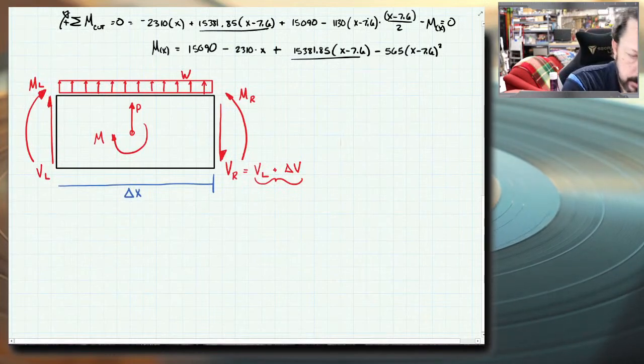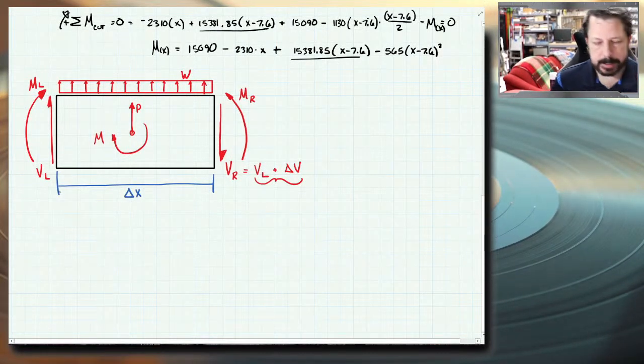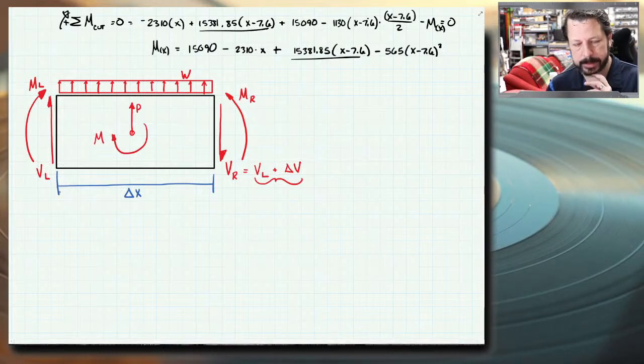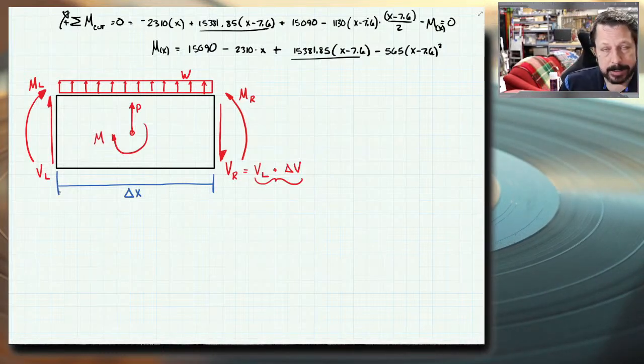Work on this one to write the summation of moments about the center point of it. And we're going to get a set of rules that will describe how we draw the bending moment diagram. So we already have the set of rules for drawing the shear diagram. We'll have to look at those again to refresh what they were, but we have those. And we need a similar set of rules for drawing the bending moment diagram.